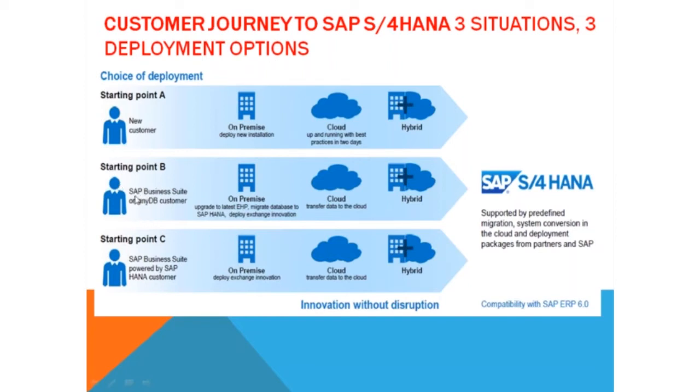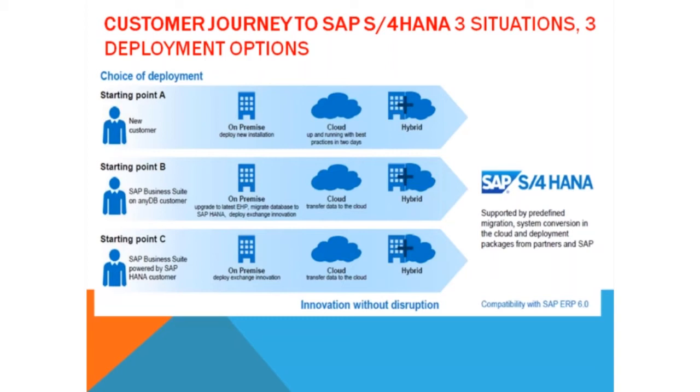Starting point B, SAP Business Suite on any database customer. Then on-premise: upgrade to the latest EHP, migrate the database to SAP HANA, deploy, and then exchange innovations. And then a cloud option: transfer data to the cloud. This is also available. If you want to mix and match, hybrid is also available. Some of the things they are already working on premise, and they want to take some of the data, so they can also use it, or they can completely go. This is how they want to see it.